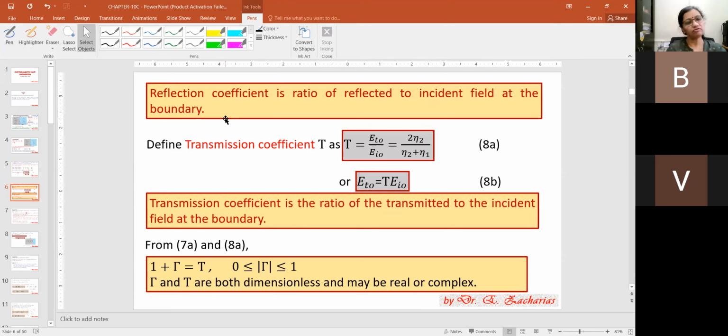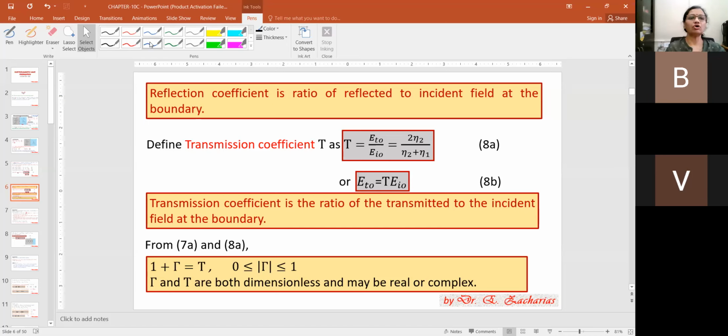Can you talk in terms of magnetic field? Yes, you can. But normally, anywhere in electromagnetism, we talk in terms of electric field only. So let's keep it in terms of electric field. So you have a boundary, some wave came, got reflected, and that you write in terms of the reflection coefficient. Next, we will talk about transmission. Some wave is getting transmitted.